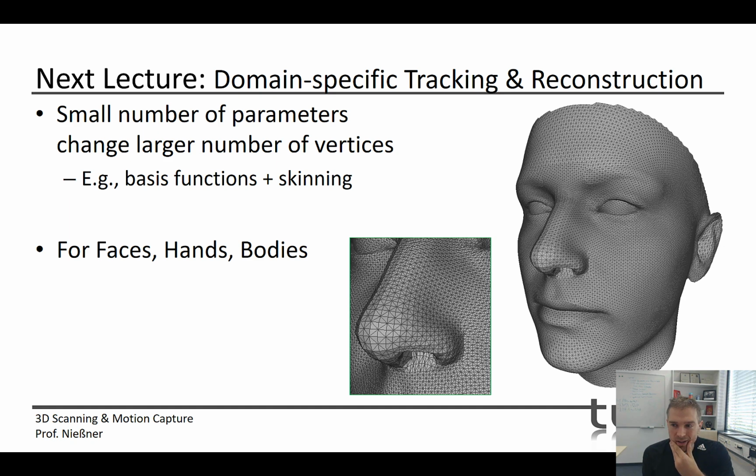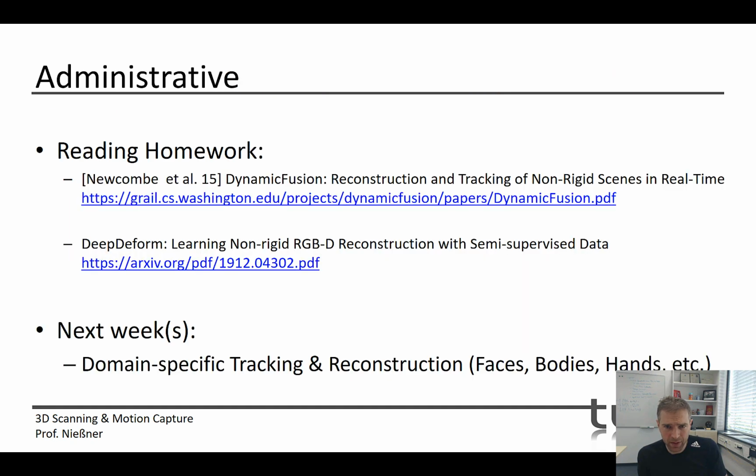So with that, today was a little bit of a shorter lecture, but we still have a few administrative things. I wanted to still give you some reading homework. One of the things I would like you to do is have a look at the DynamicFusion paper. Most of the stuff you should have gotten from today's lecture, but I want you to have a look at it and see how this is basically written down. I also want you to have a look at the DeepDeform paper, how you can basically integrate deep learning methods, possibly with correspondence finding, in non-linear reconstructions.